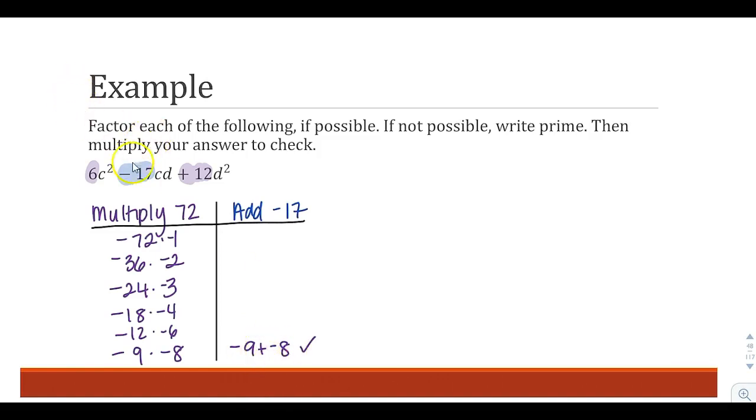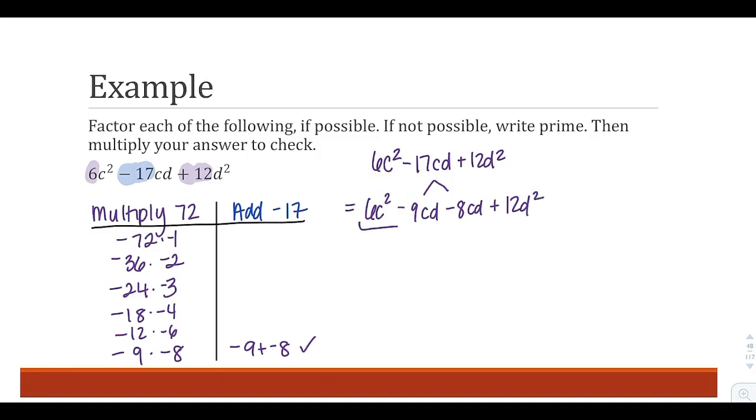So those are the two values that we're going to use to rewrite the middle term. So what we'll do with the original trinomial, when we rewrite the middle term, is make sure to keep the variables that are with the middle term. So we're going to keep cd. So we'll have negative 9cd and then minus 8cd, keeping the variables from the middle term. We'll bring down the 6c squared and the plus 12d squared. And then we will complete our factor by grouping at this point.